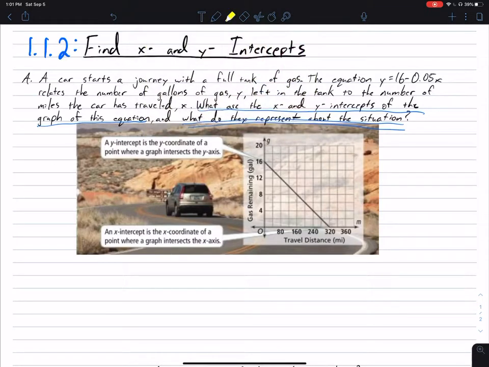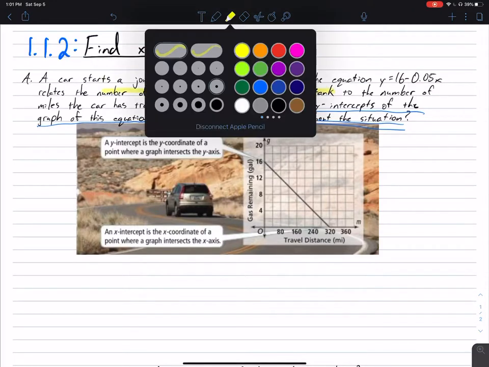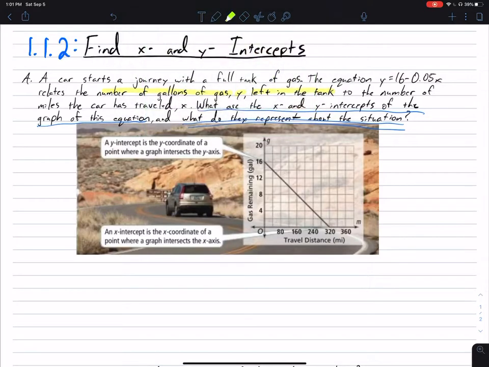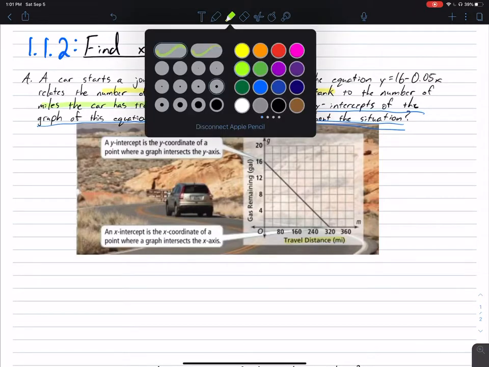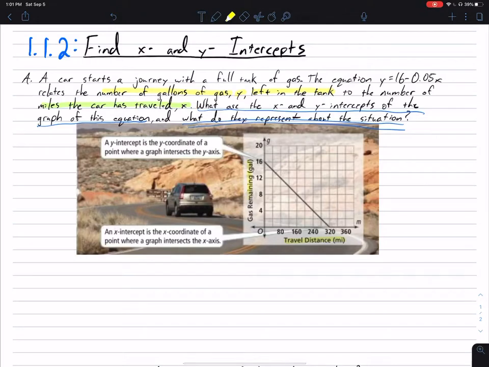So we know that the number of gallons of gas, Y, is what is left in the tank. And then the number of miles a car has traveled is X. All right, so distance traveled would be X, and the gas remaining is Y. So let's label this. Let's say that's Y, and this is X. So question 1, what are the X and Y intercepts of the graph of this equation?